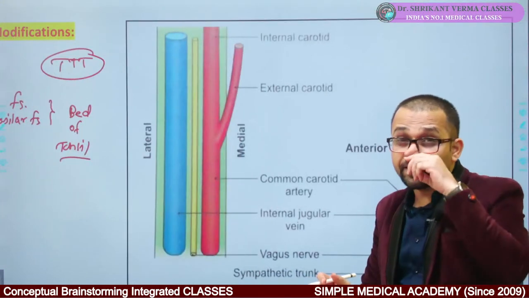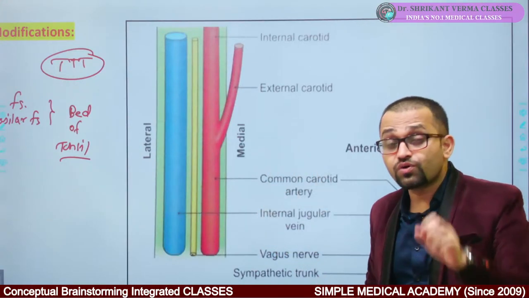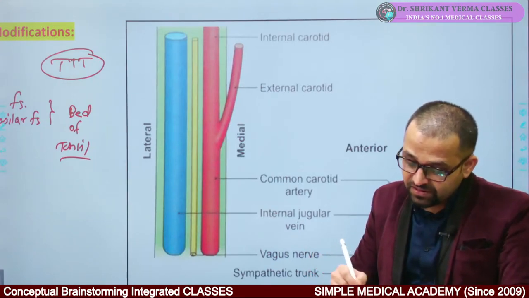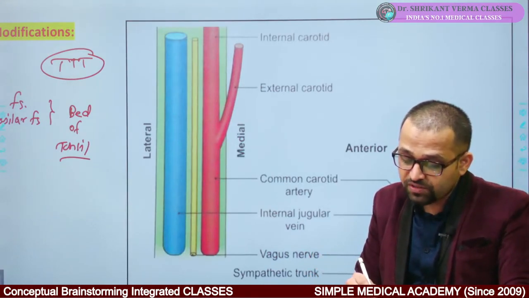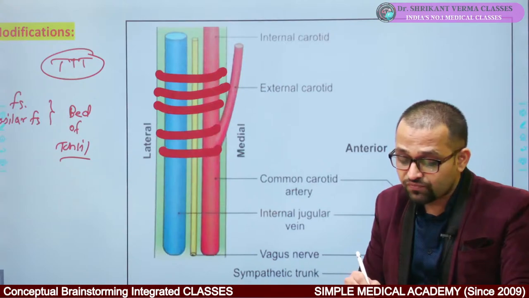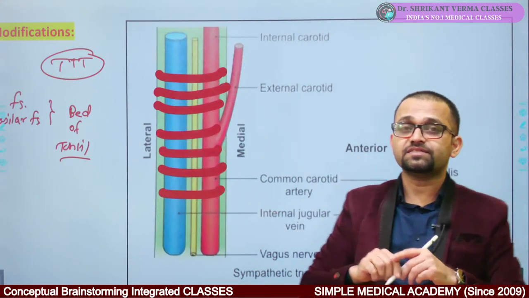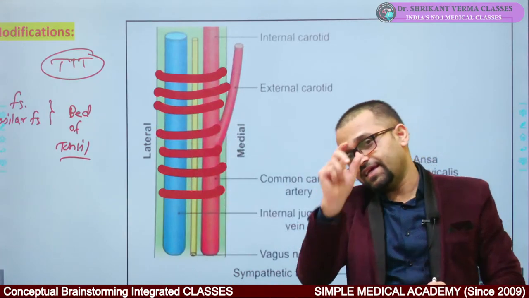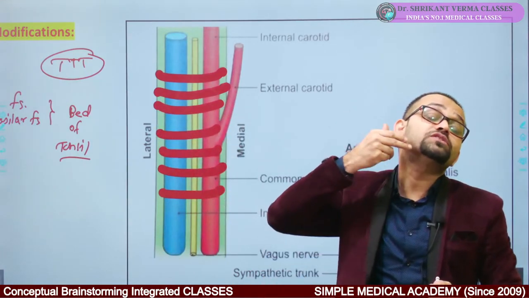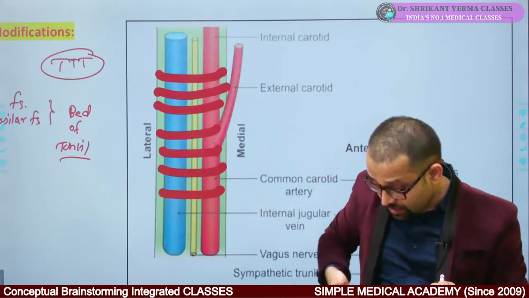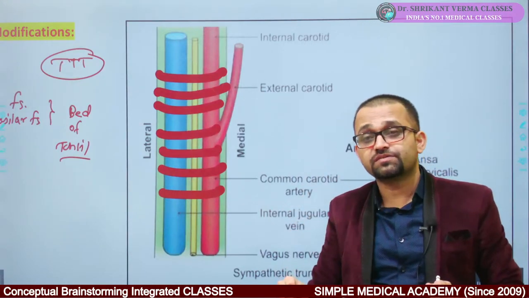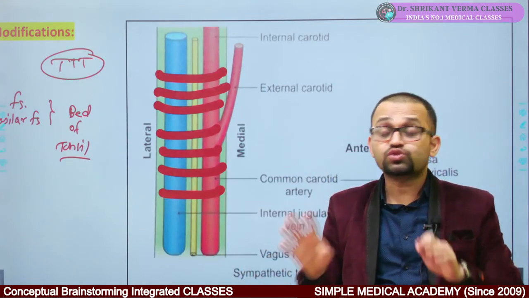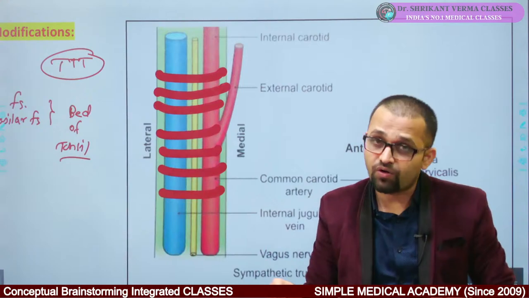You all are aware, this question pattern was asked in AIIMS 2019. See here, this is our modification of the deep fascia around the carotid vessels. Try to understand. Deep fascia around the axillary vessels is the axillary sheath. Around the carotid vessels, carotid sheath. Around the femoral vessels, femoral sheath. Around the rectus abdominis muscle, rectus sheath. So a sheath is nothing but a deep fascia modification.